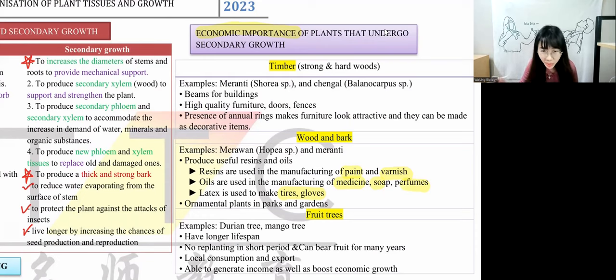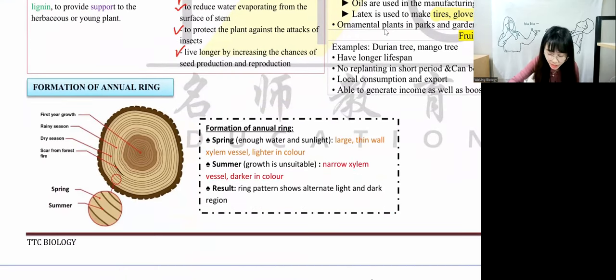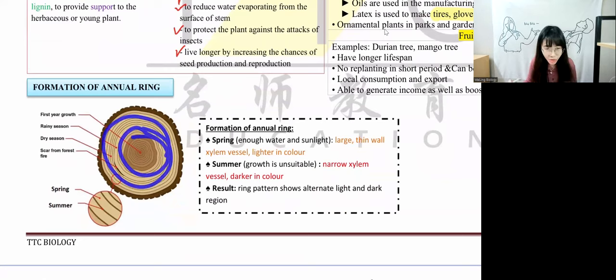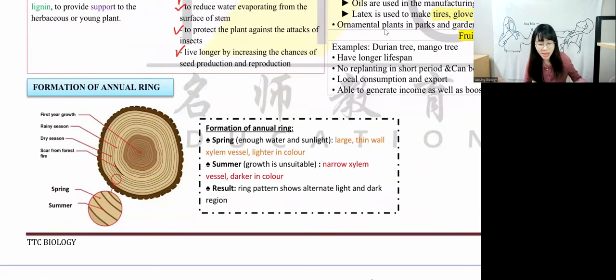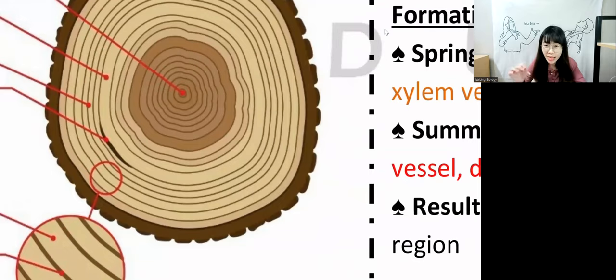Talking about timber, we have annual rings, right? What is an annual ring? The one that we see over here, this thing here is called an annual ring. Every one ring means how many years? Every one ring means 1 year. Annual means one, so it's 1 year. Every ring here is 1 year. So if you want to count the rings, you can count the lines, you can count the spaces.